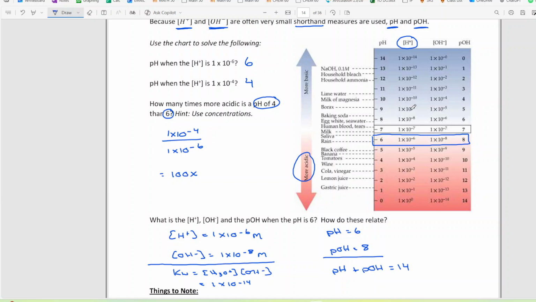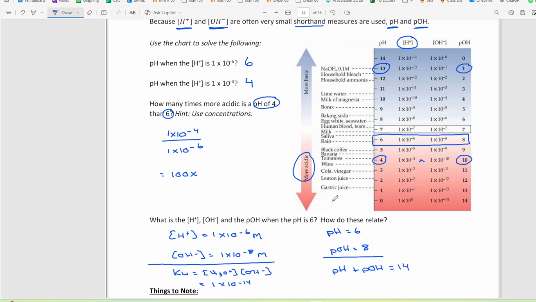So if we look anywhere on this scale, when we have a pH of 13, we have a pOH of 1. When we have a pH of 4, we have a pOH of 10. They always add to 14 because their concentrations will always multiply to give 1 times 10 to the negative 14. Okay, so that's one thing.